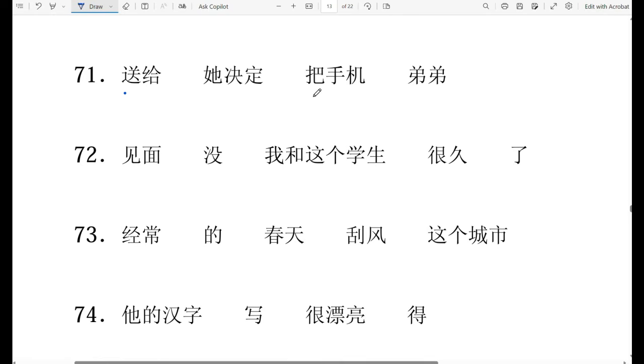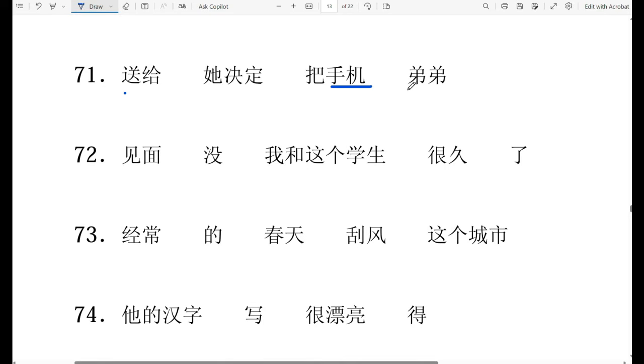Then we have 把手机. 手机 means phone. 把 is a grammar point that you have to know for the HSK 3 level, and knowing how to use it will allow you to solve this question correctly. But first, let's look at the last item, which is 弟弟, so younger brother. So we have 2 people, 他 and 弟弟. We have 2 verbs, 决定 and 送给, and then we have 手机, which is a noun.